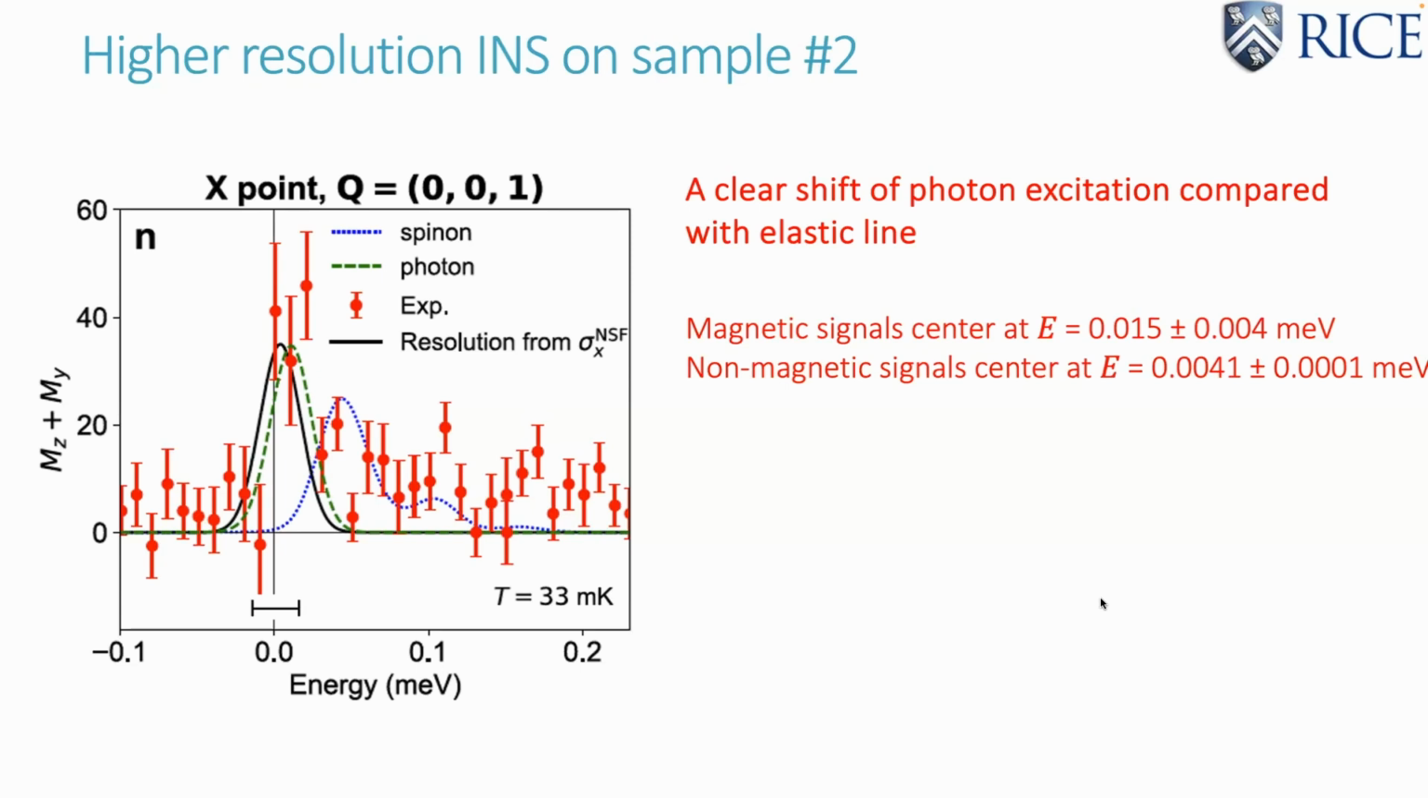So the black curves are the non-spin-flip. That's our instrument resolution at least, using this configuration. It's the same scan, except in one case the neutron spin is not flipped, so that's incoherent scattering, which has to be centered at zero energy, and in the other case the neutron spin is flipped. That's purely magnetic scattering. So you can see the non-magnetic signal is centered almost at 0, and the magnetic signal has a clear shift compared with the non-magnetic signal.